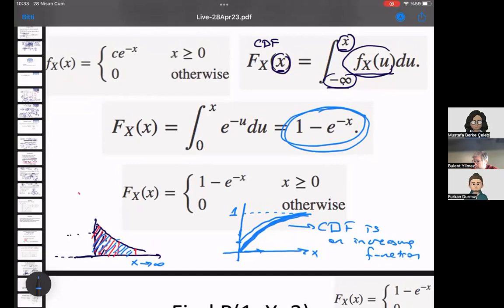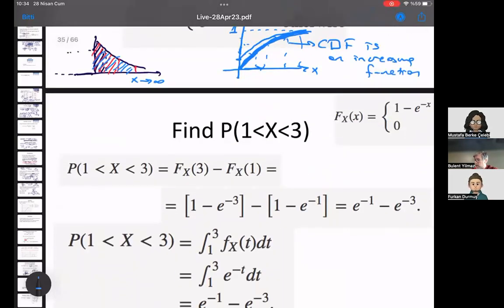As I increase x, this value will go down and I will be close to 1. E to the power minus x. As x goes to infinity, this will go to 0. If x is like 1, 2, there will be a number here. So 1 minus that number will be something like that. And then as I go further and further, it will reach up to 1. So this is my CDF.